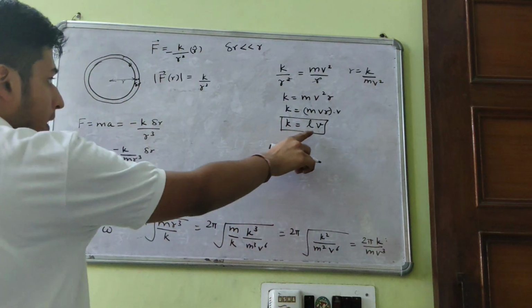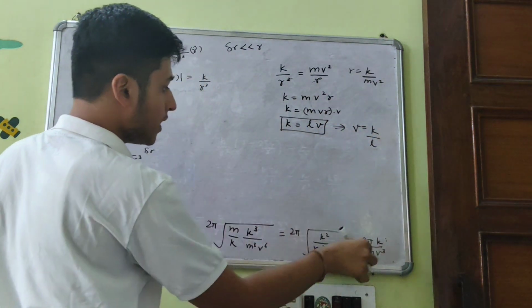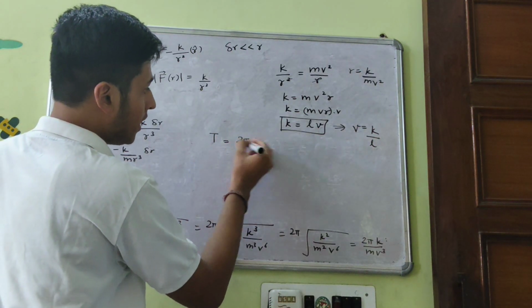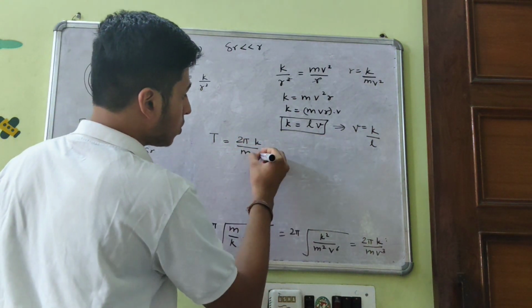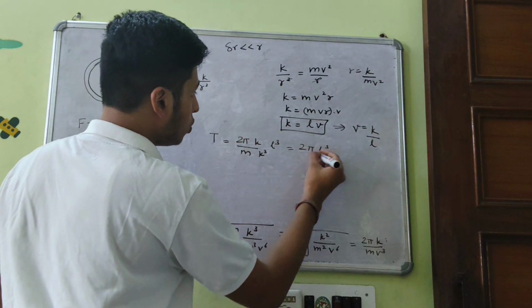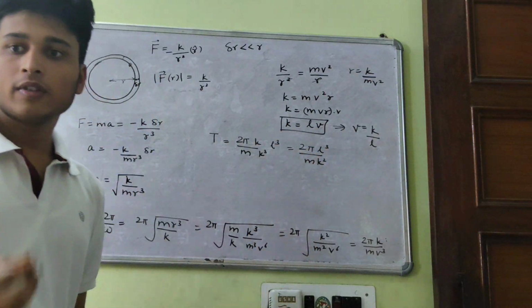And now finally v is K by L. Putting this here, time period equals 2 pi K by m v cube, so K cube by L cube. So 2 pi L cube by m K square. This is the answer, which is option A.